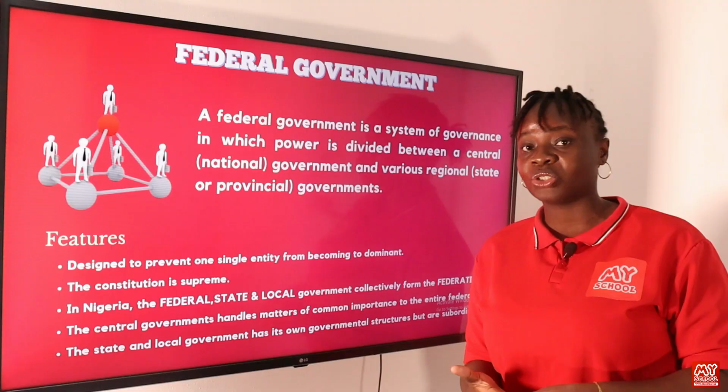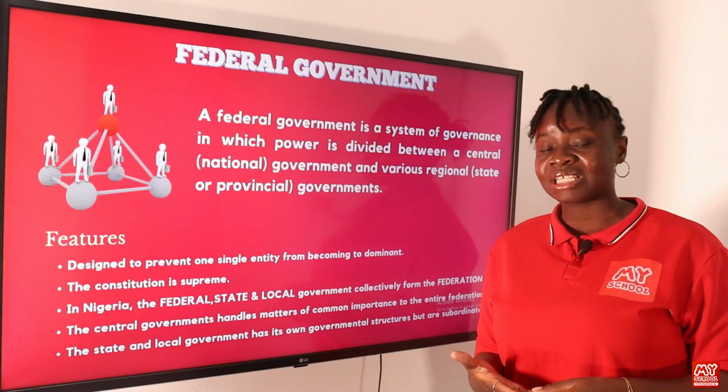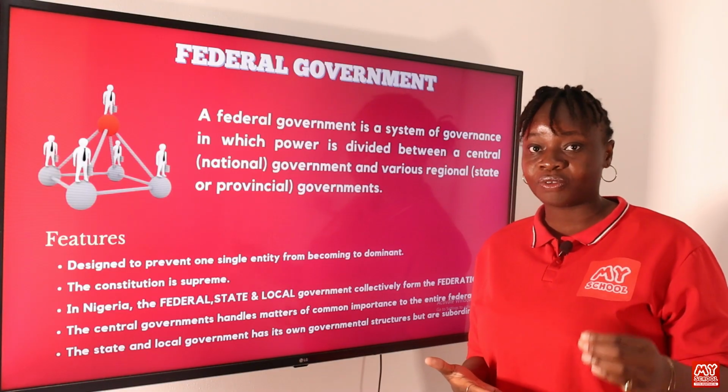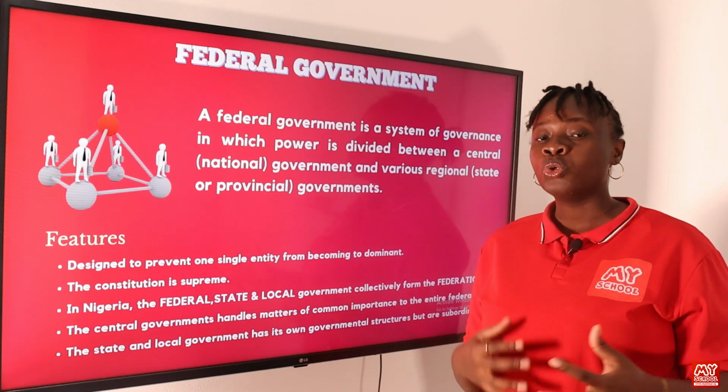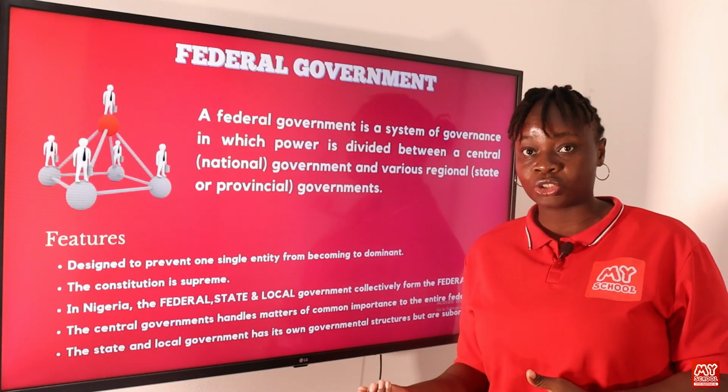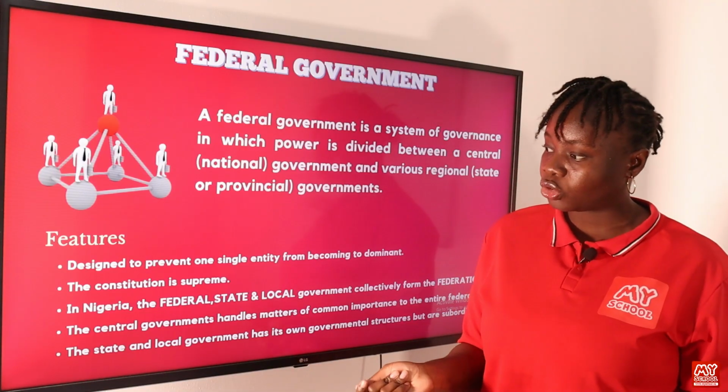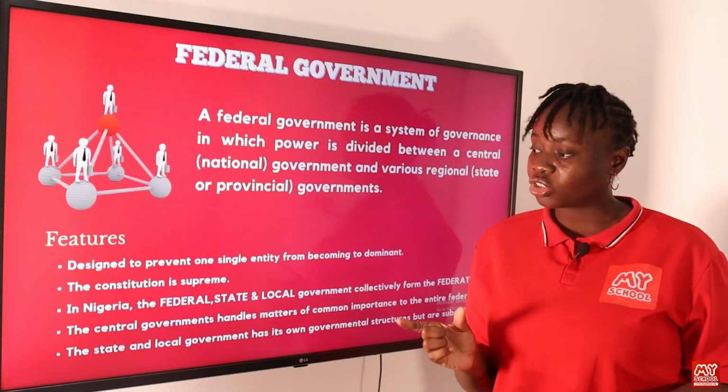That means any decision that is made by any level of government has to be based on the dictates of the constitution. Anybody who goes outside of the dictates of the constitution will receive full penalties from the constitution according to the dictates of the constitution. So the constitution is supreme in such a system.